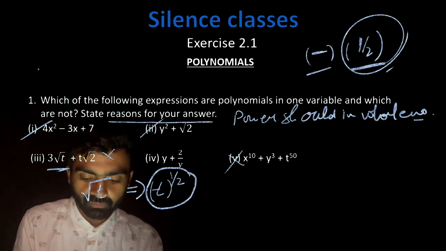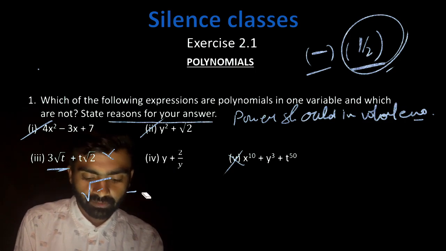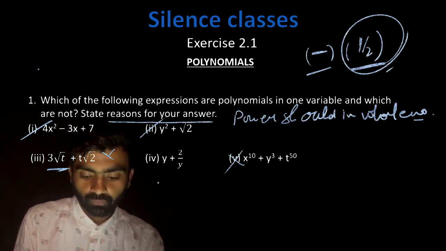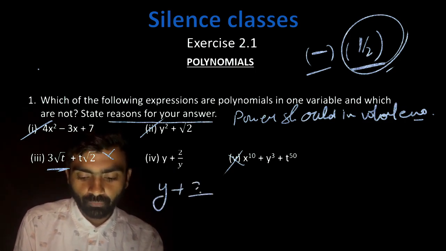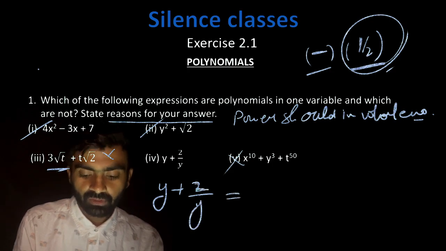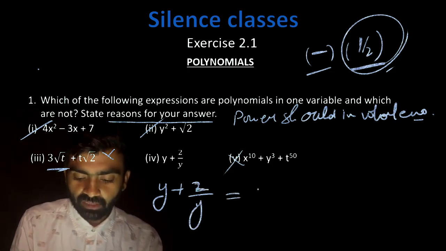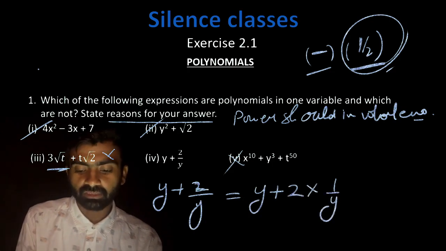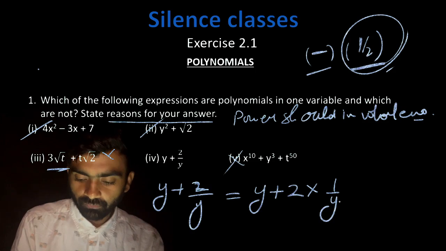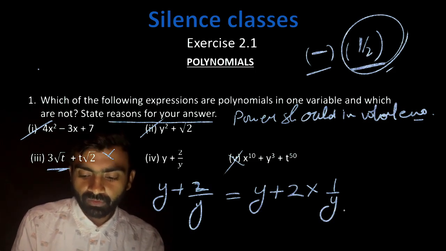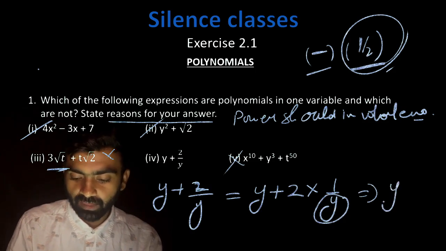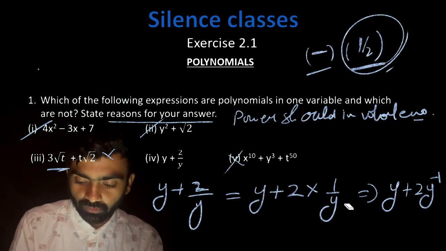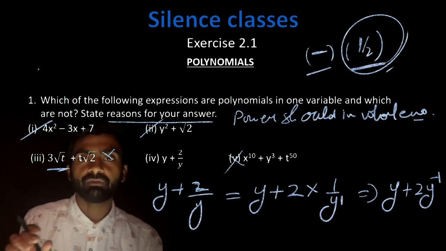Now if we talk about the fourth one, y plus 2 upon y is given. I can write it in this particular manner: y plus 2 multiplied by 1 upon y. Once I move y, the denominator, to the numerator, it will become y to the power minus 1.